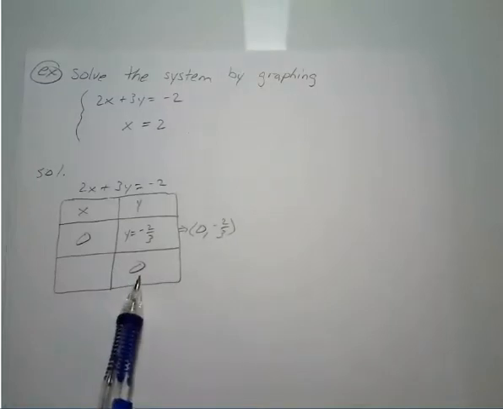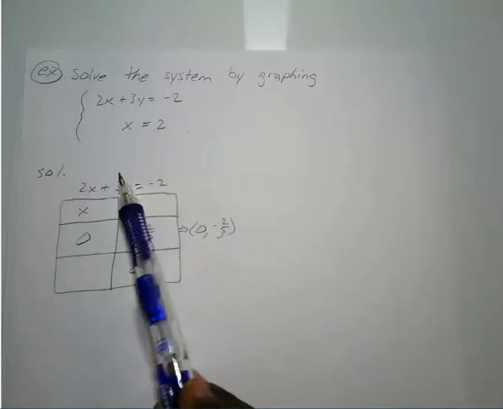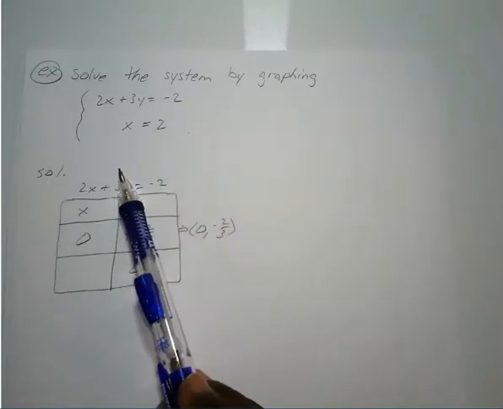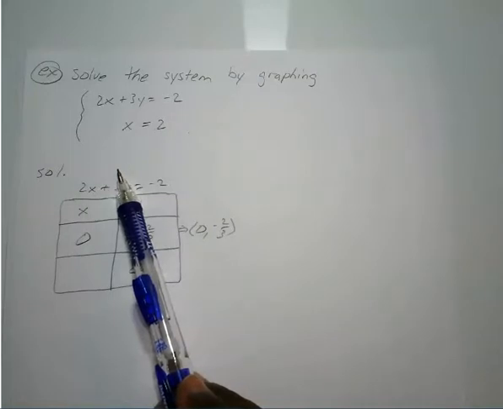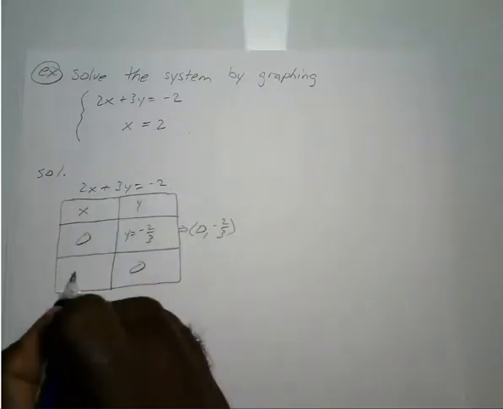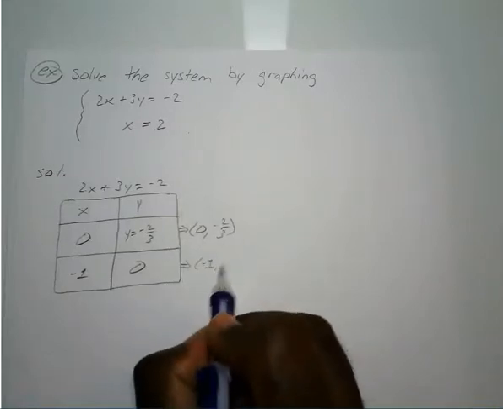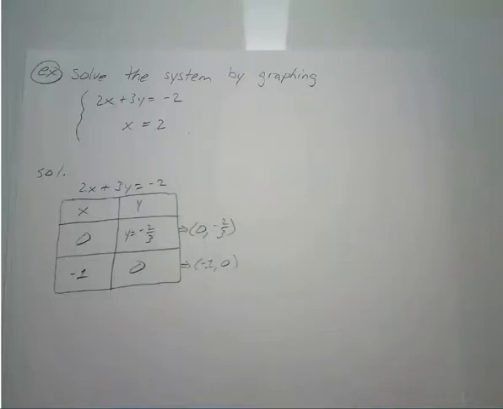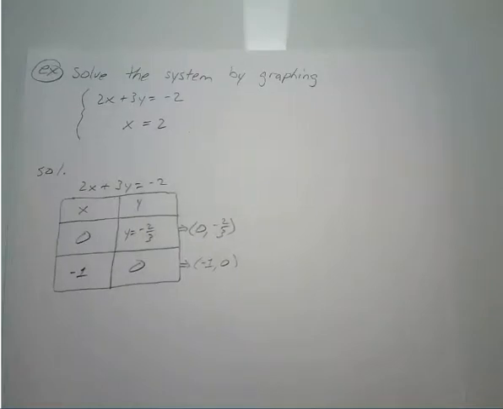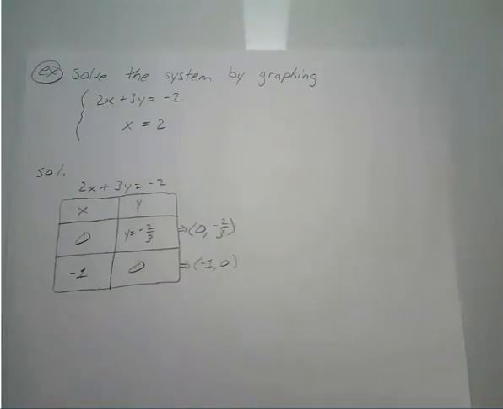Okay, now with this one, when y is equal to 0, that 3 times 0 disappears. So you have 2x equals -2. So if we divide both sides by 2, we have x equals -1. Okay, so that gives us the ordered pair -1, 0. Alright. So now we are going to go ahead and graph both of those equations.